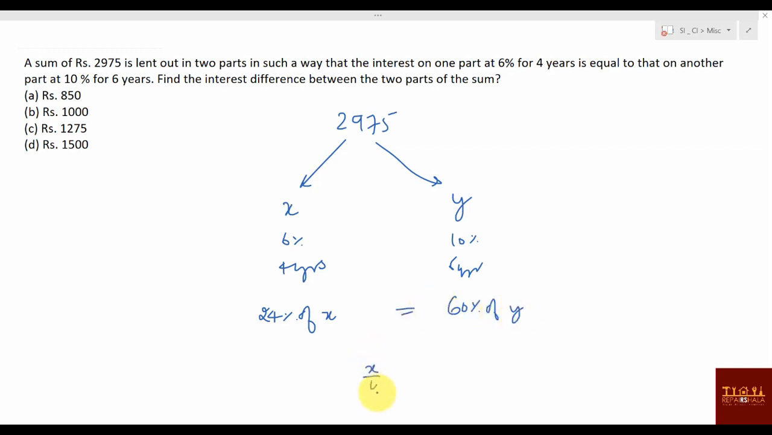So the X by Y value is, you can say, 60 by 24, or you can say 15 by 8. And you know 15 plus 8 is corresponding to 2975. This 23 is corresponding to 2975. What is the value for 1? What is the value for 1?